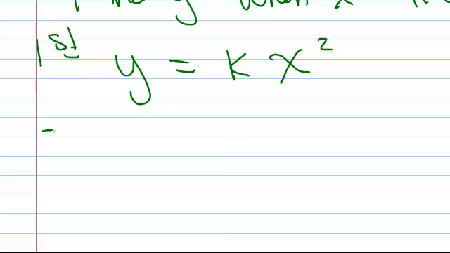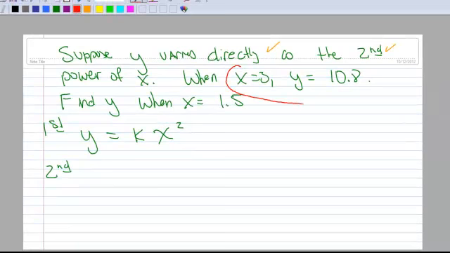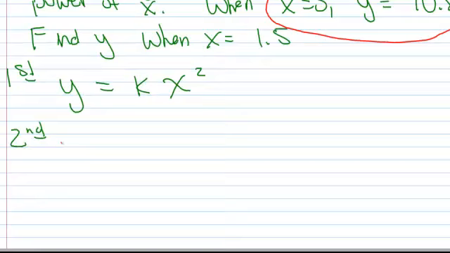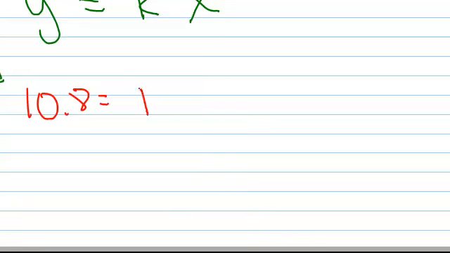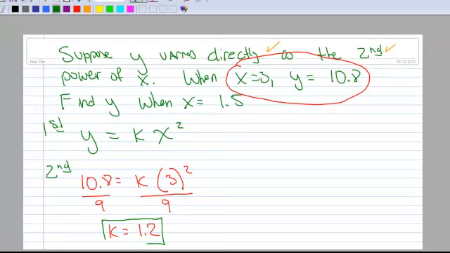Okay. Second step, I'm going to solve for k. And the way I solve for k is I put in this one piece of information right here. This says when x is 3, y is 10.8. So we have 10.8 equals k times 3, and remember 3 is squared. So 3 squared is 9, so we're going to divide both sides by 9. And when you do that on your calculator, you will get 1.2. So k, my constant of variation for this example, is 1.2.